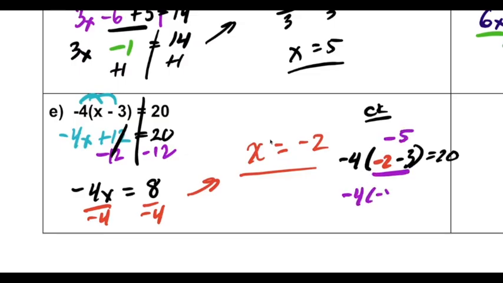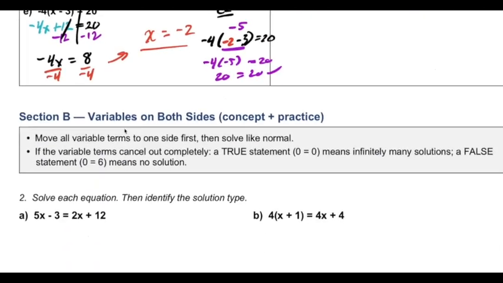Negative 4 times negative 5 does equal 20, so it does work. Checks out. So again, you can always check your work if you want. Just plug your answer back into the equation, see if it checks out. So that's the first section. Let's move on to the second section.